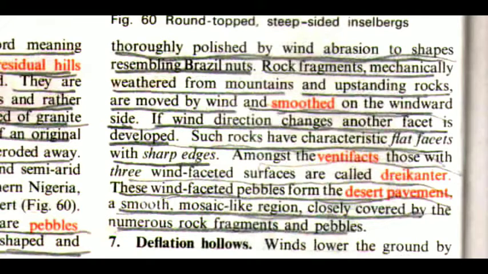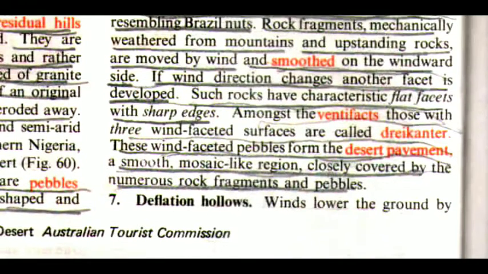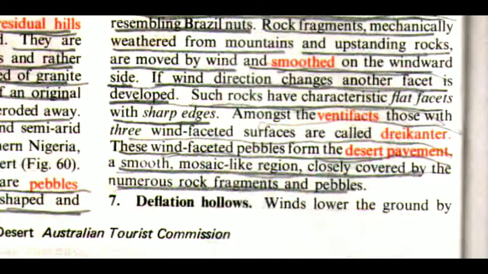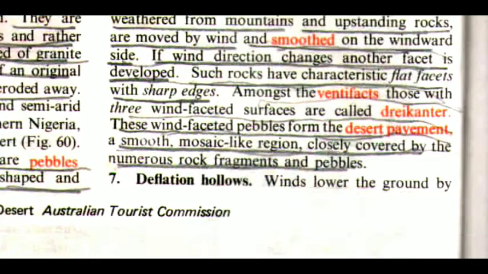Rock fragments mechanically weathered from mountains and upstanding rocks are moved by wind and are smoothed on the windward side. If wind direction changes, another facet is developed. Such rocks have characteristic flat facets with sharp edges. Amongst the ventifacts, those with three wind-faceted surfaces are called dreikanter. Those wind-faceted pebbles form the desert pavement, a smooth mosaic-like region closely covered by numerous rock fragments and pebbles.